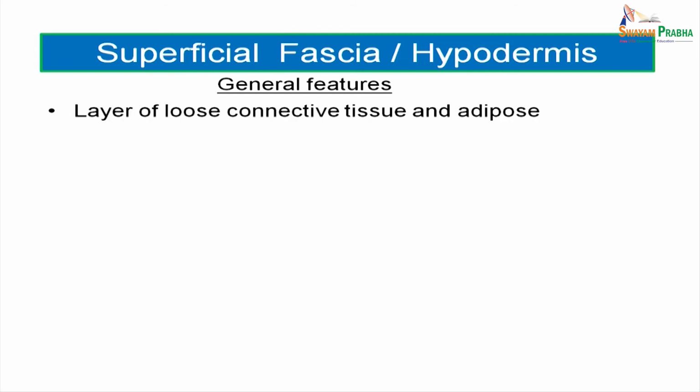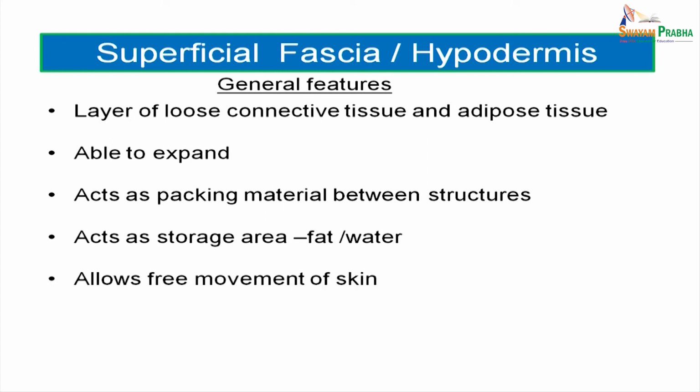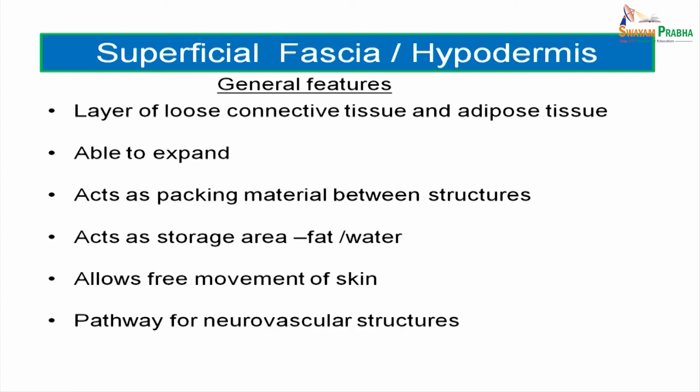The general features of superficial fascia include, so it is nothing but a layer of loose connective tissue with variable amount of adipose tissue. It is able to expand. It acts as a packing material between the structures. It acts as a storage area for fat and water. It also allows for free movement of the skin from the underlying structures, and it serves as a pathway for the neurovascular structures. Also, it plays a vital role in thermoregulation depending on the amount of fat available in the tissue.